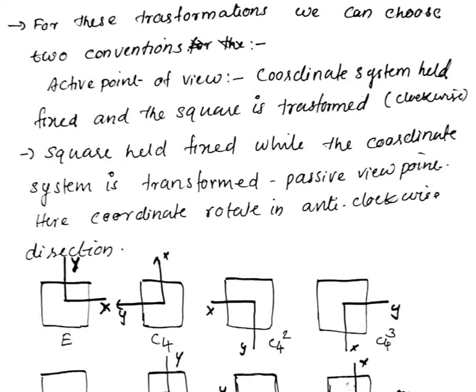So we have two types of transformation of coordinates, that is, we can do it either in the active point of view or in the passive point of view. So here this is the passive point of view. Here the square is fixed, and we rotate the axes in the counterclockwise direction by 90 degrees. So we will get all the elements of the group formed by the symmetric transformation of the square.